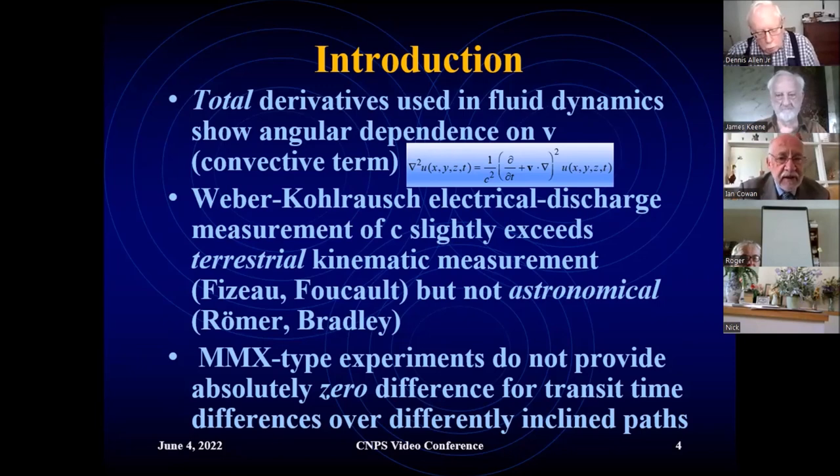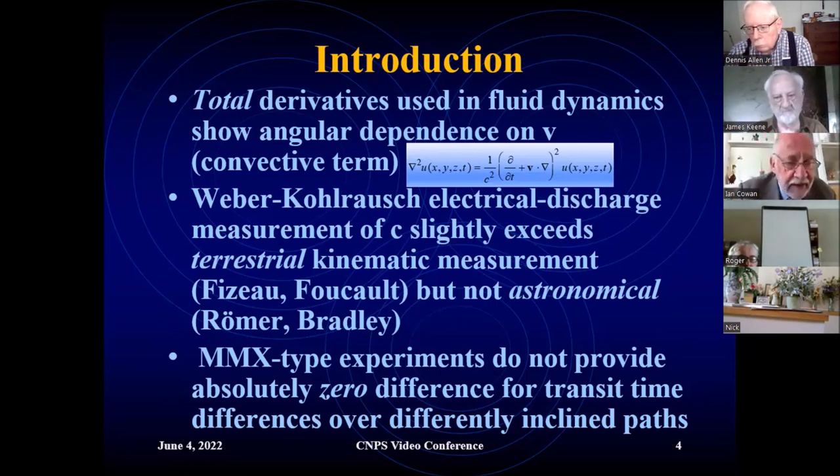Now, the first electrical discharge measurement of the speed of light was done by Weber and Kohlrausch, by the sort of Leyden jar type things. And it was found that it was approximately equal to the terrestrial measurements. But if you look in great detail at all the measurements since the early years of the 19th century, you'll find that the electrical measurement slightly exceeds terrestrial kinematic measurements, such as those of Fizeau and Foucault. But it doesn't really exceed the astronomical measurements, such as those undertaken by the Danish astronomer Romer and the English astronomer Bradley.